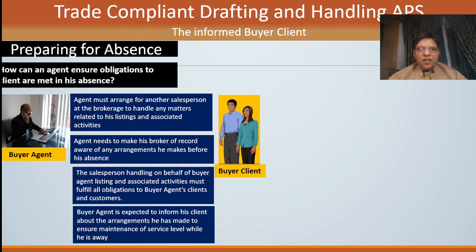You, as an agent, have to inform your client that you will not be available for a certain period of time, and that someone else will be looking after them in your absence. You need to go and meet your client with your colleague and introduce your colleague to them, so they know who will be looking after them in your absence. That is a good practice. Take your colleague, whoever is going to look after them.